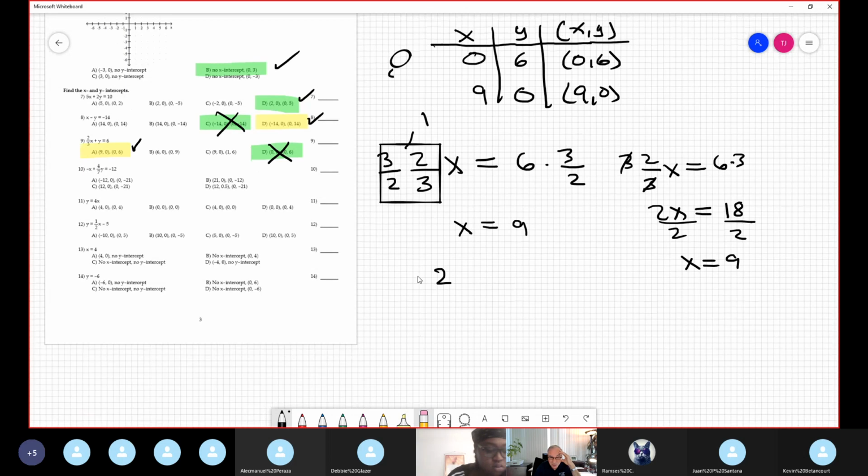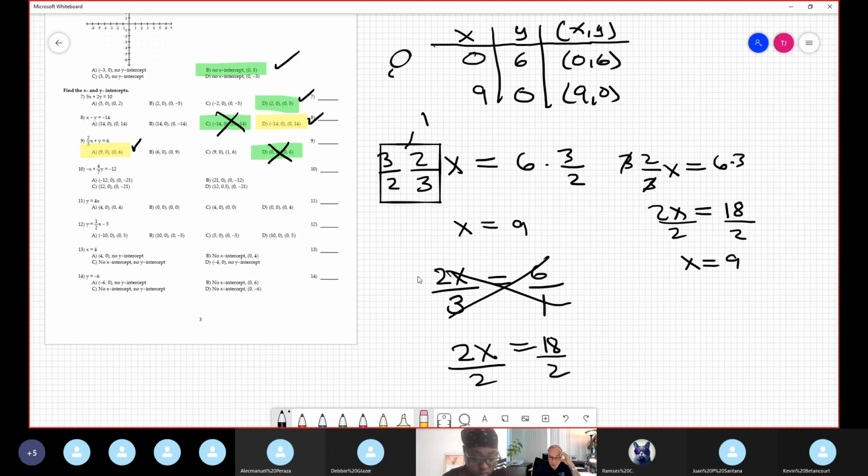It is 2x over 3 equals 6, and you apply cross multiplication. Why not? You multiply this and this: 2x times 1 is 2x, and 3 times 6 is 18. And you get the same situation. Finally, divide by 2, divide by 2. Either way, guys, use the way you consider better for you. I like that way because it's fantastic.